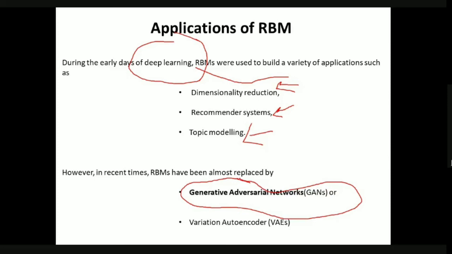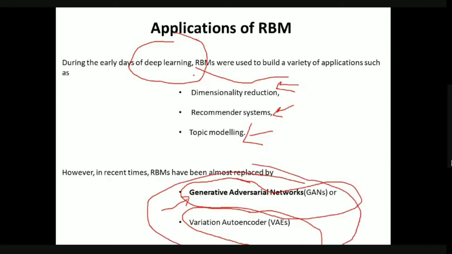Restricted Boltzmann machines have been replaced by GANs, which we'll discuss in the next sessions. We also have another type called variational autoencoders, most frequently called VAEs. GANs and VAEs are used to replace restricted Boltzmann machines. Presently, the research is mostly on generative adversarial networks, through which we are going to solve real-world problems. So this is all about the restricted Boltzmann machine.